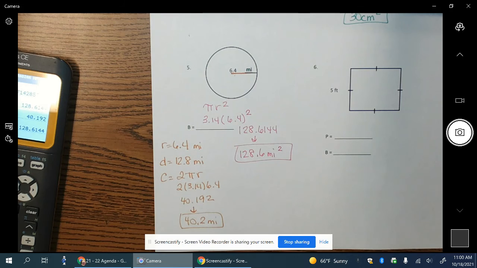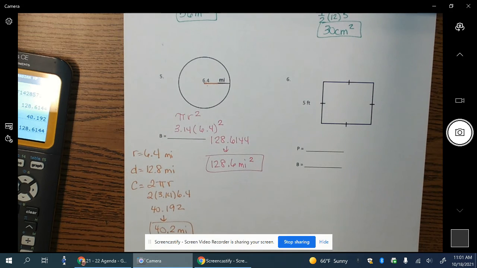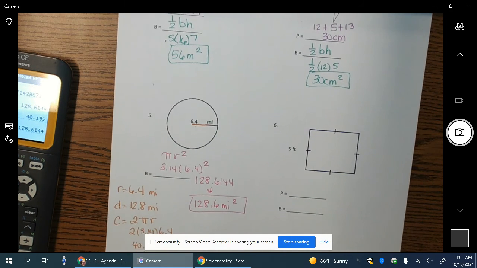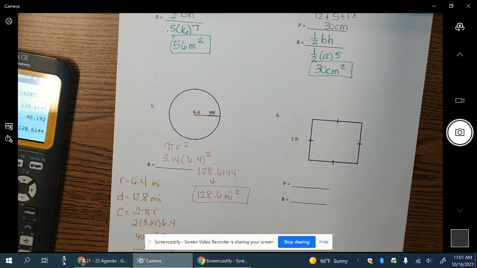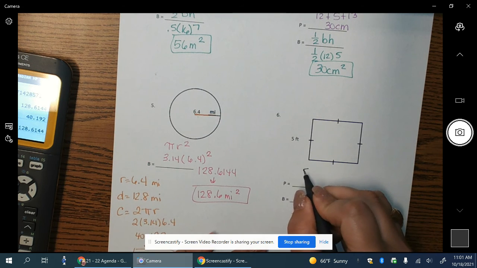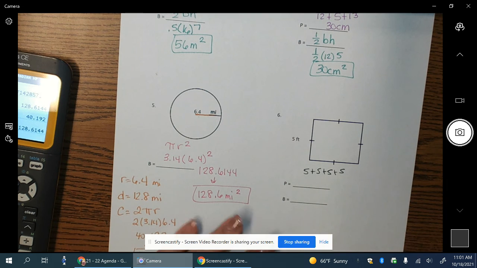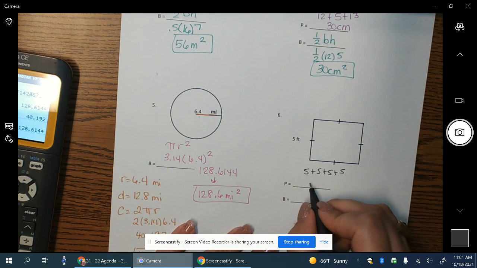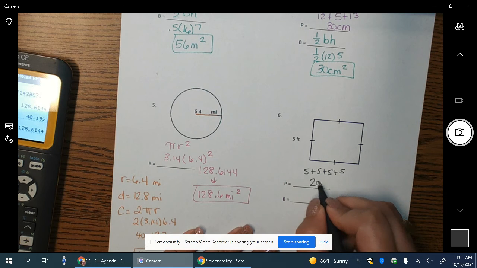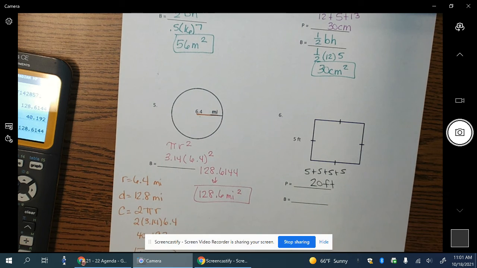Miles squared. Okay, this is probably the one that you have the least experience with because we just learned it in 7th grade. Okay, the last shape is a what? Square. This is the easiest one. What numbers do you add for the perimeter? 5 plus 5. You could also do 5 times 4. And what's the perimeter? 20 feet. Okay.